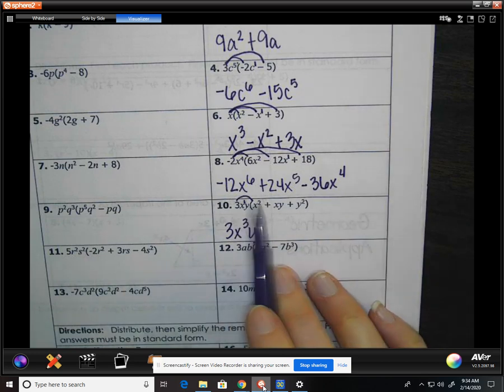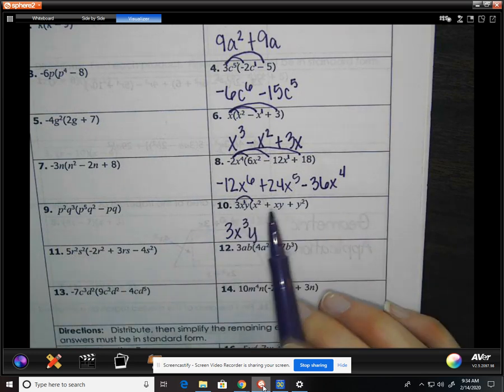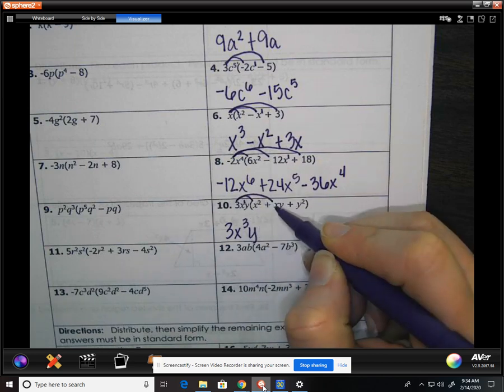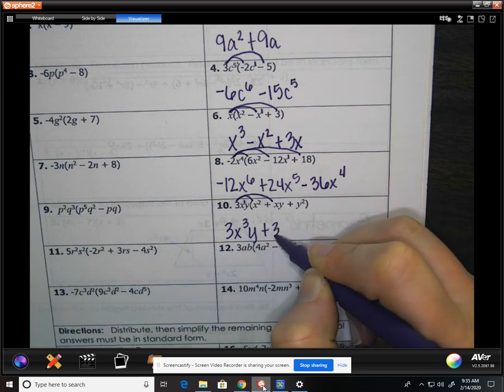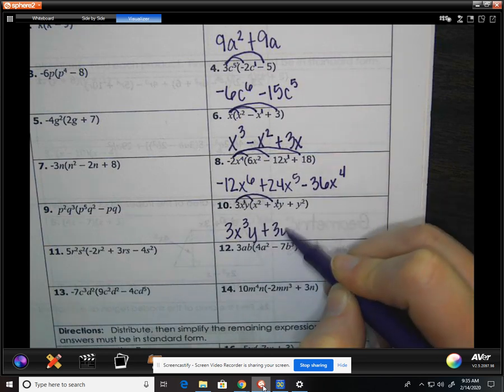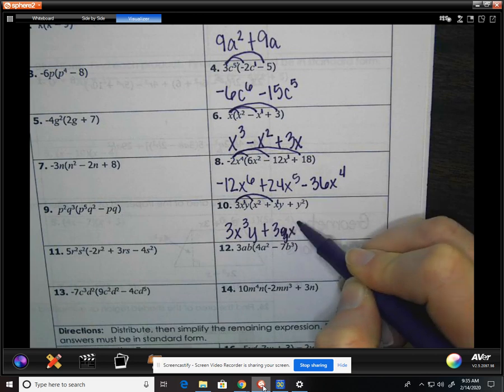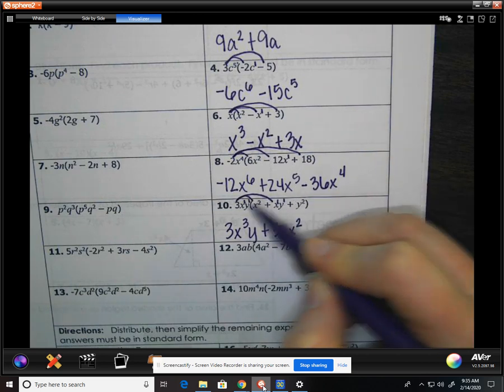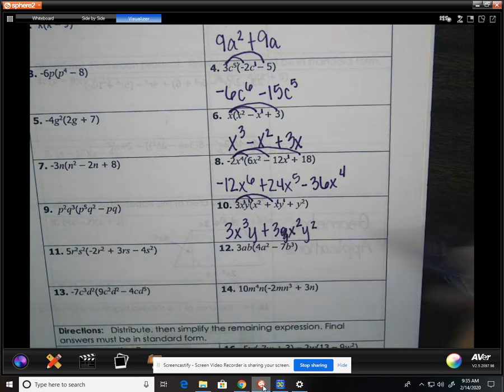You have to go in alphabetical order, so that means you have to do x's first. So then I move to 3 times, again, it's technically a 1, so I'm just going to keep that coefficient of 3. If I have an x to the 1st and an x to the 1st, 1 plus 1 is, oh, that's not an x, that's x squared. And then if I have a y to the 1st and a y to the 1st, 1 plus 1 is 2.